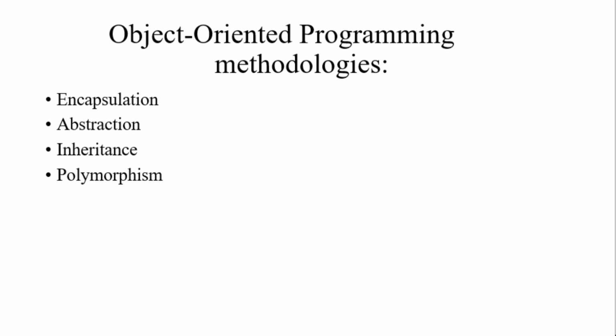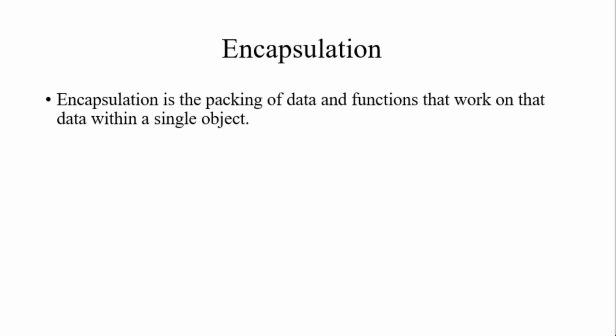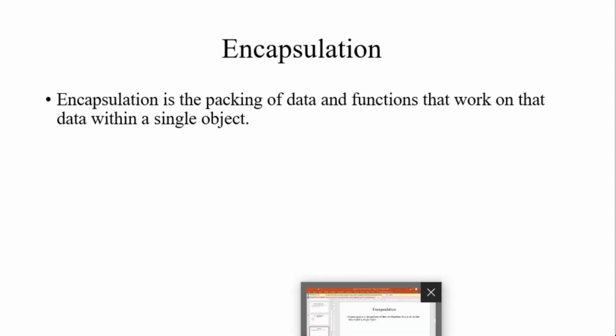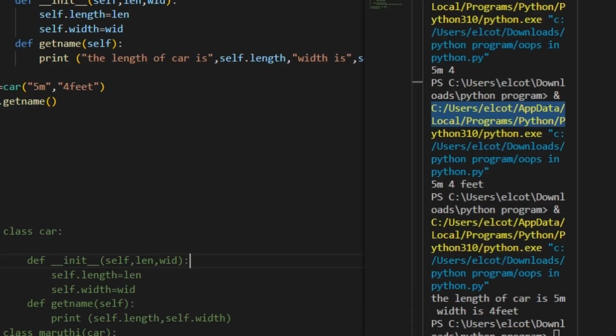Object-oriented programming has four pillars: encapsulation, abstraction, inheritance, and polymorphism. Encapsulation is when both properties and functions are combined in one capsule. It's called encapsulation. For example, we take a car class. That car class has many functions and properties.